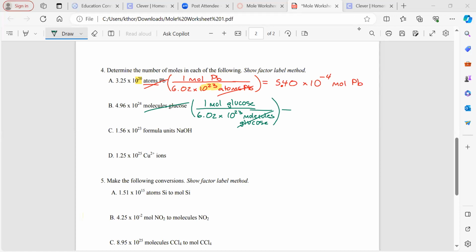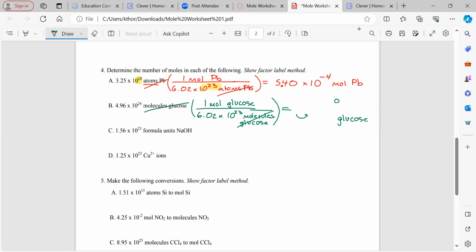All right. So this is going to be a division problem. 4.96 divided by 6.02. And my raw answer is going to be 0.824. 24 minus 23 is going to be times 10 to the first moles of glucose. However, you got to shift that decimal 1 to the right to put it in proper scientific notation. That means the 1 will become a 0. And when the exponent is a 0, it's basically standard notation.